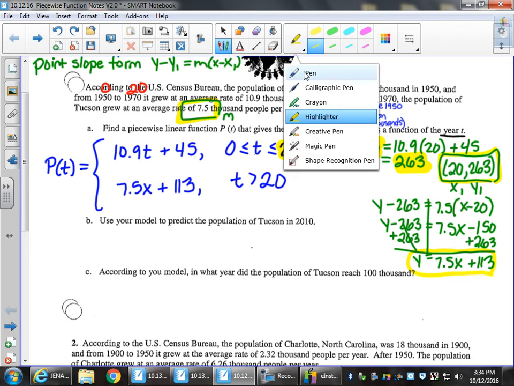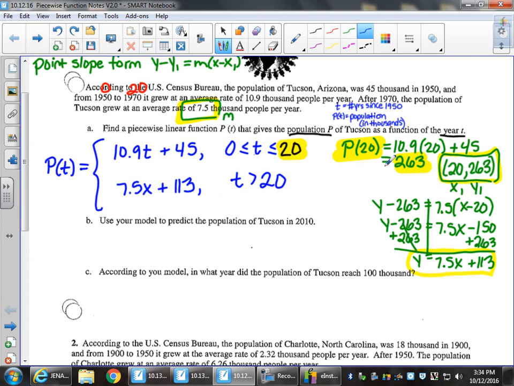Let's talk about our follow-up questions. B says, use your model to predict the population of Tucson in 2010. 2010 is a year. I need to figure out how many years after 1950 is 2010. So we can subtract. We can do 2010 minus 1950. That equals 60. P of 60.